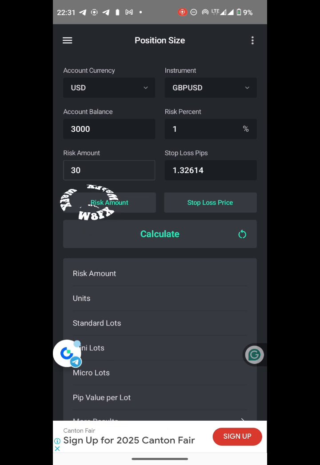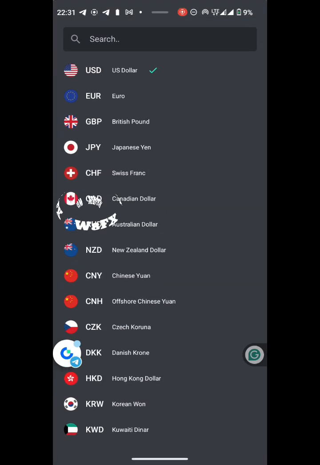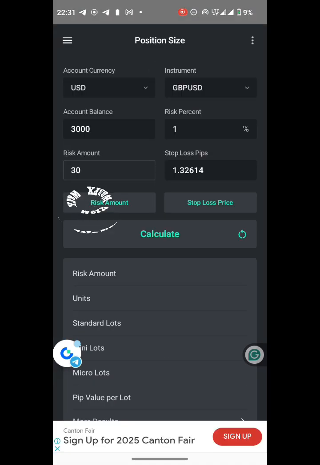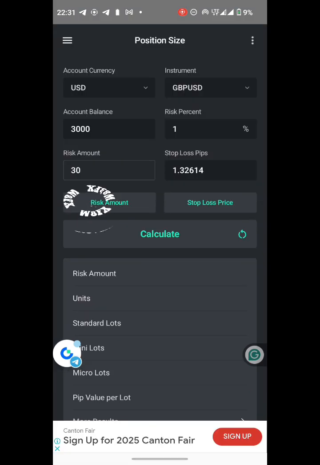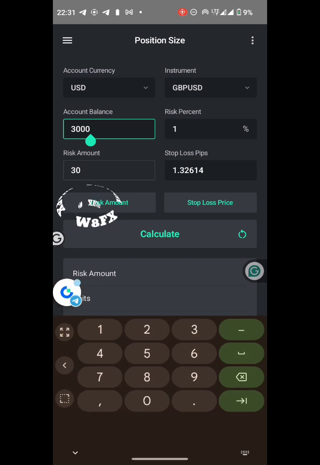So for example, here it says account currency. I'm selecting USD. Here, instruments. For this tutorial, I want to use GBP USD. There's a lot of instruments. Here is balance. Let's say my total balance is 200 USD.